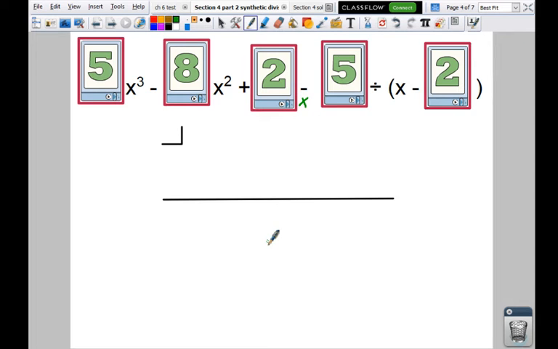Okay? So, I need to start off by doing what? Jaden, what's the first thing I have to do for this? Bring down. Bring down the 5. What am I going to write? 5. Okay, keep going. Negative 8. Don't forget, negative 8. Okay, keep going. 2. Negative 5. Okay. Raven, what am I going to put in the box right here?